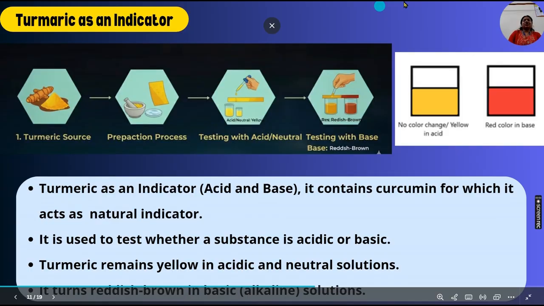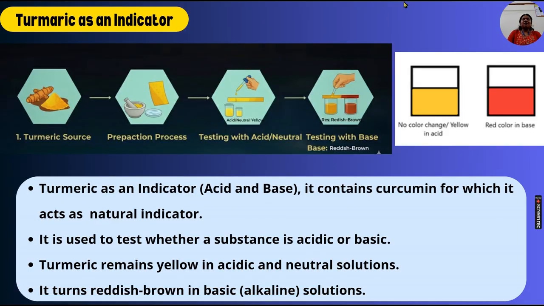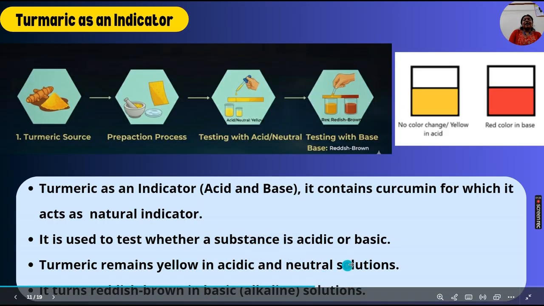Our second indicator is turmeric. Turmeric is another natural indicator, and it is used to distinguish between acid and base. In the presence of acid, if we add turmeric, it will remain unchanged. But if we add the turmeric in the base, it will change its color into red. And turmeric remains yellow in acidic and neutral solution.